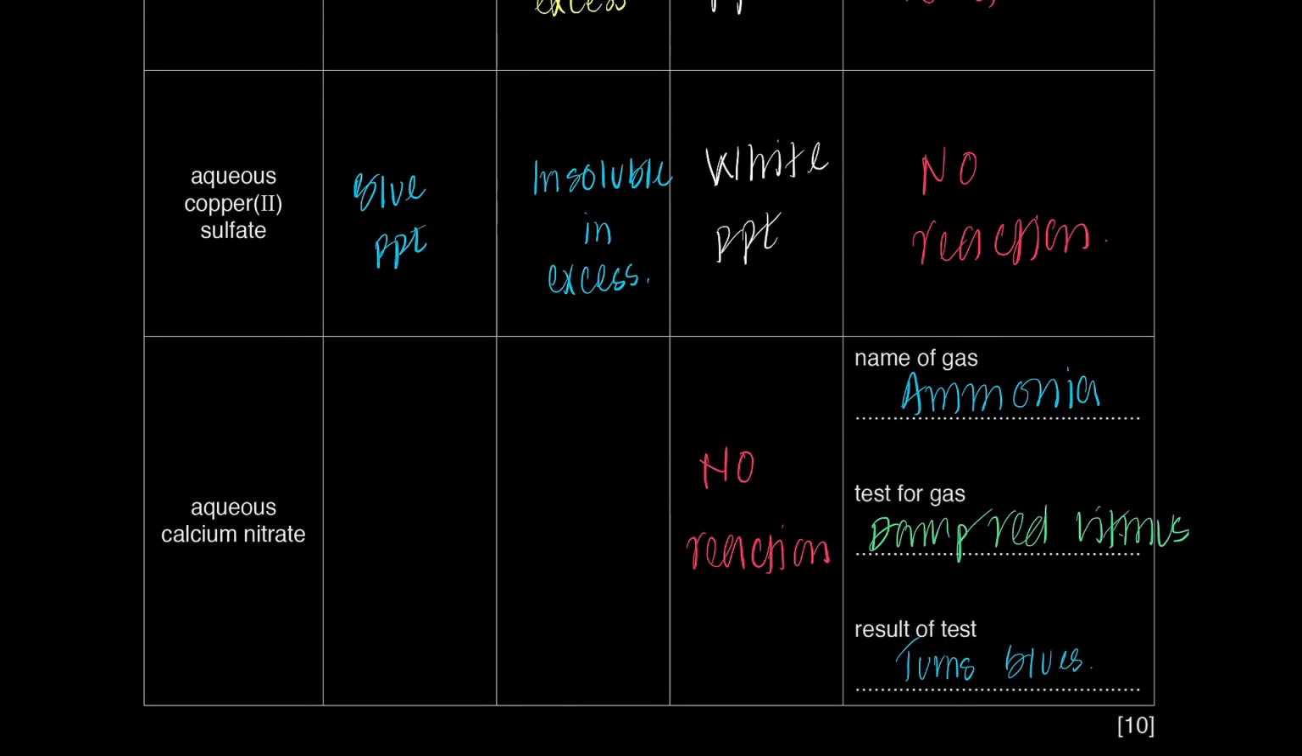Aqueous calcium nitrate. White precipitate, which is also insoluble in excess. Calcium one I hate. It's probably not hate, it's just not the worst too. Okay.